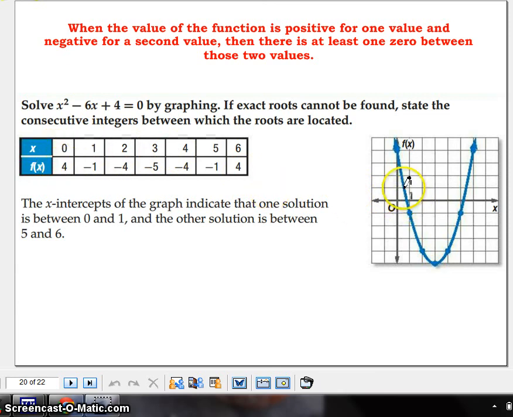You can see this graphically. We're decreasing, and it goes from a positive y value to now a negative y value. The same thing on this side of the graph. Now that it is rising from the vertex, we have negative y values, and then we've got positive y values. And that happens here in the table between the 5 and the 6. You have a -1 and you have a 4. So the x-intercepts of the graph indicate that one solution is between 0 and 1, and the other solution is between 5 and 6.